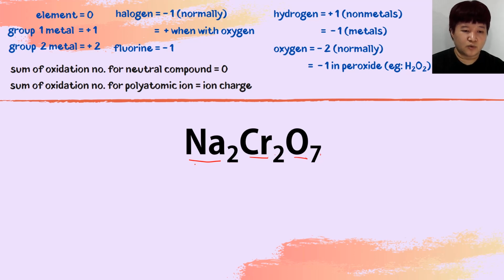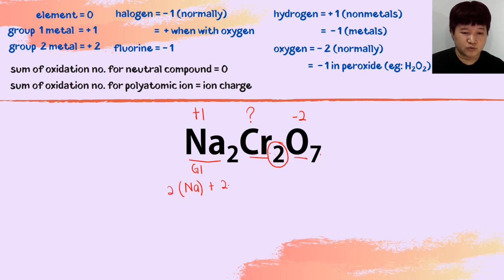Next, Na2Cr2O7. So Na again, group 1 metal. Oxygen again is not in peroxide. Therefore, your sodium will be +1. Your oxygen will be -2. Your chromium will be unknown. But be careful because we have 2 chromium over here. So work out the mathematics. Your Na must times 2.